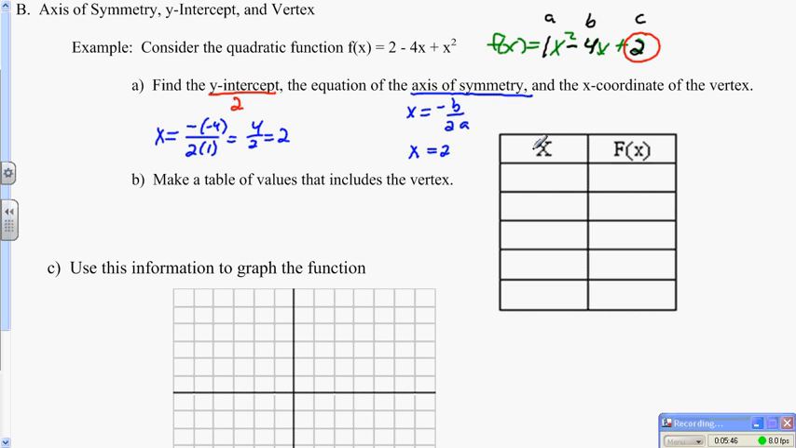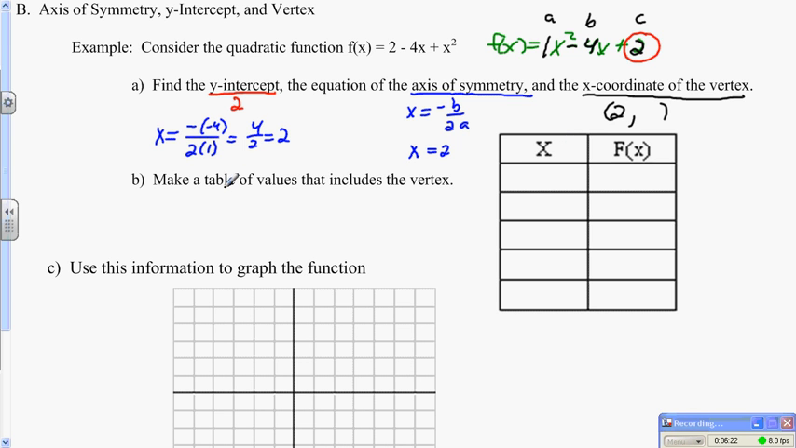That's a vertical line, and that will split our parabola in half. The x-coordinate of the vertex is going to be the same as your axis of symmetry. In other words, 2. Since your axis of symmetry goes through the center of the parabola, it is automatically going to go through your vertex of the parabola. That's why the x is 2.